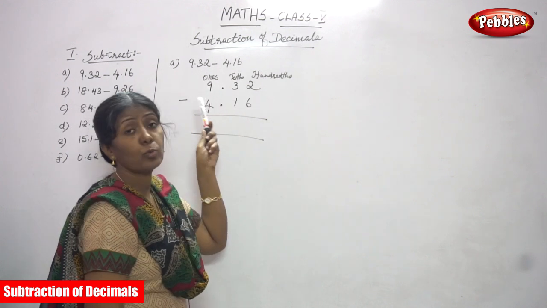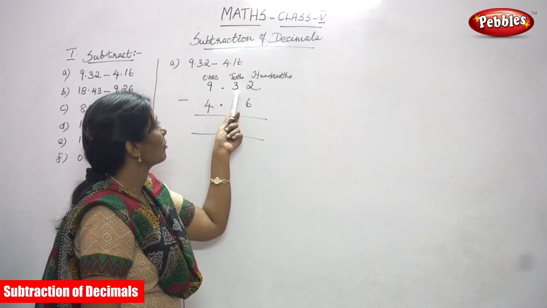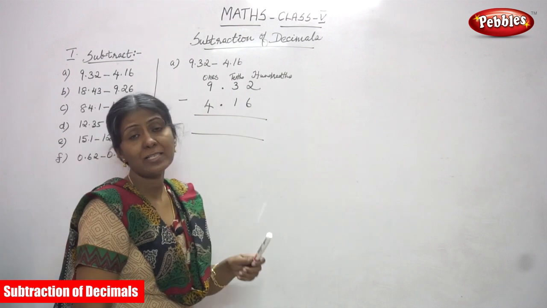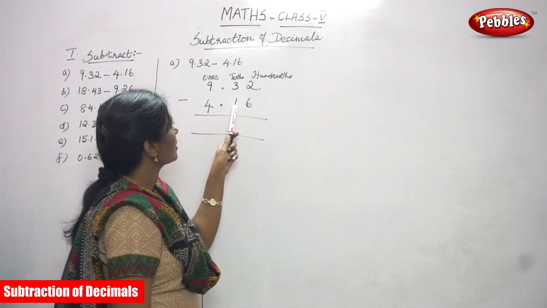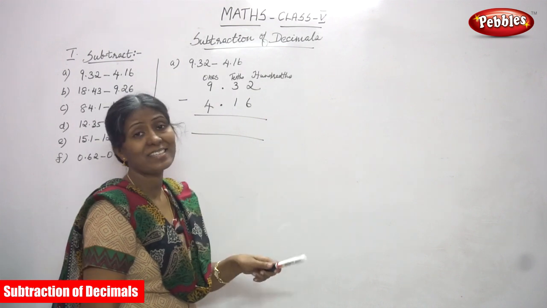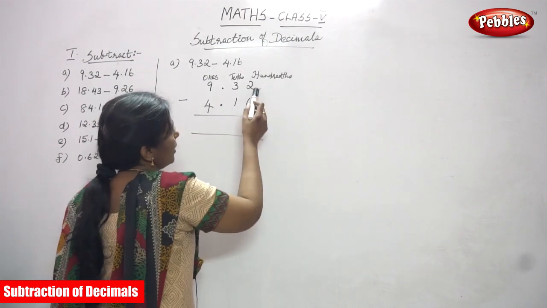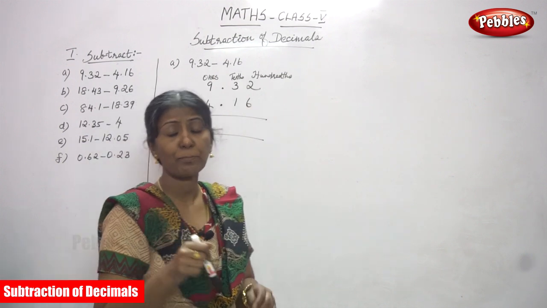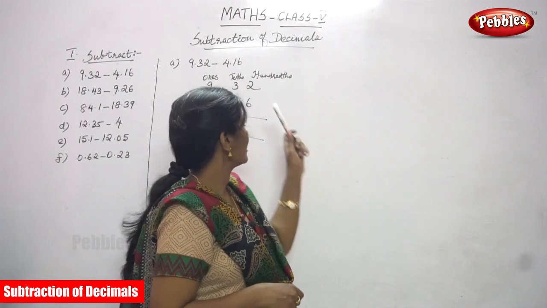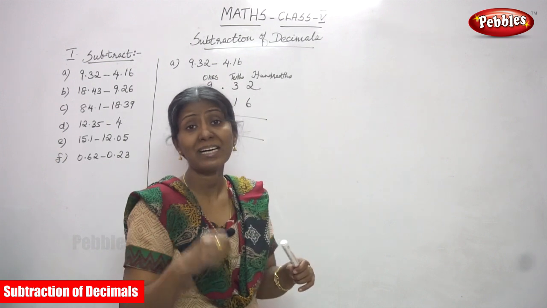9.32: 9 in ones place, 3 in tens place, and 2 in hundreds place. Here 4 in ones place, 1 in tens place, and 6 in hundreds place. Always start with the decimal part, so you have to subtract from the hundreds place.